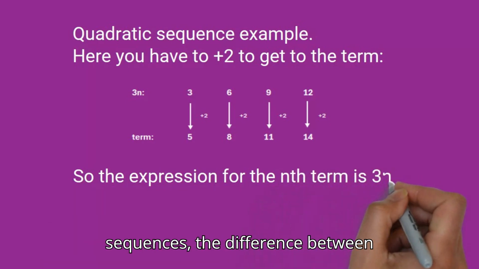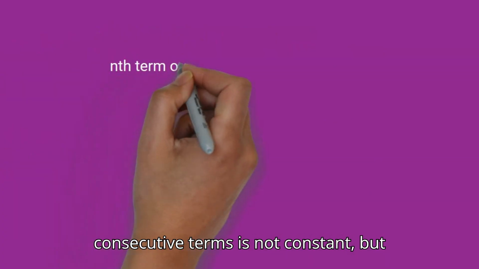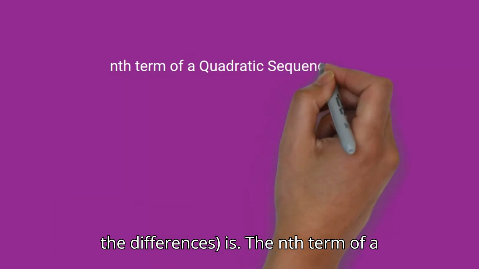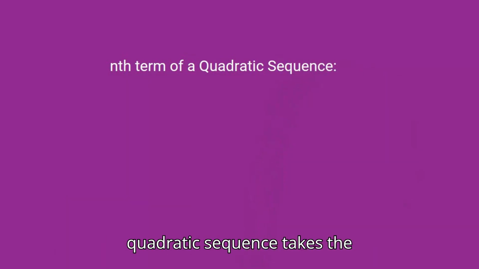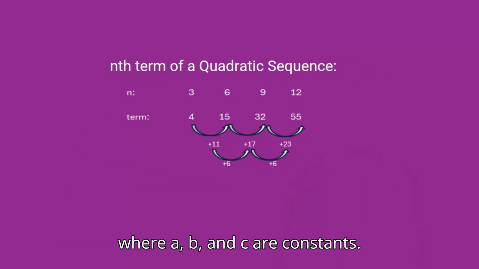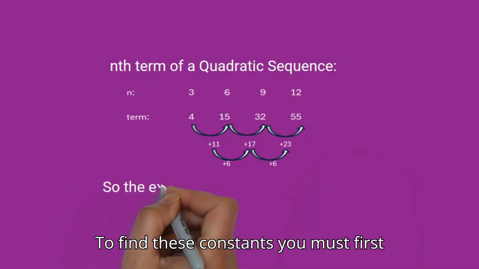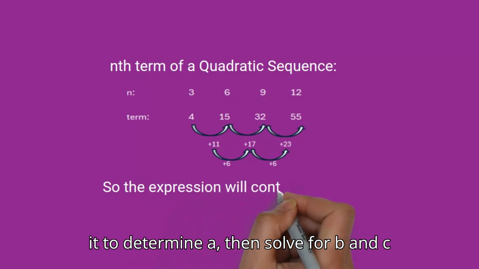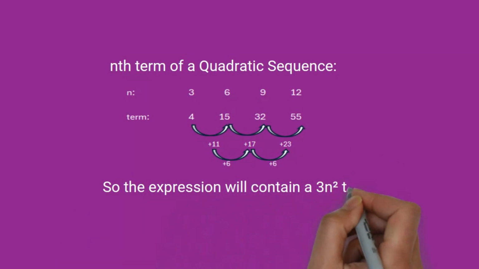For quadratic sequences, the difference between consecutive terms is not constant, but the second difference, the difference of the differences, is. The nth term of a quadratic sequence takes the form an squared plus bn plus c, where a, b, and c are constants. To find these constants, you must first identify the second difference and use it to determine a, then solve for b and c by using specific values of the sequence.